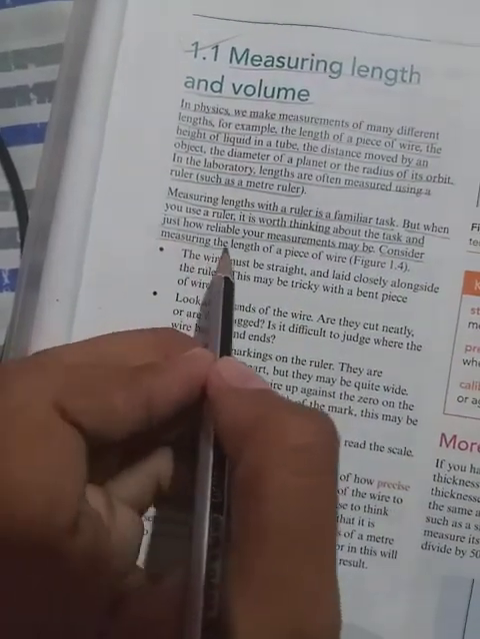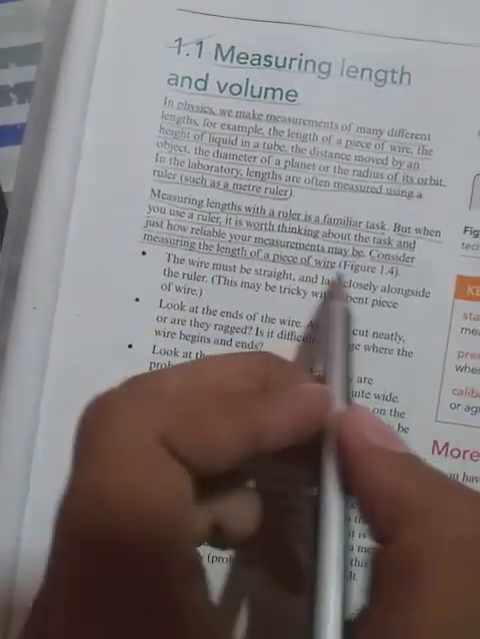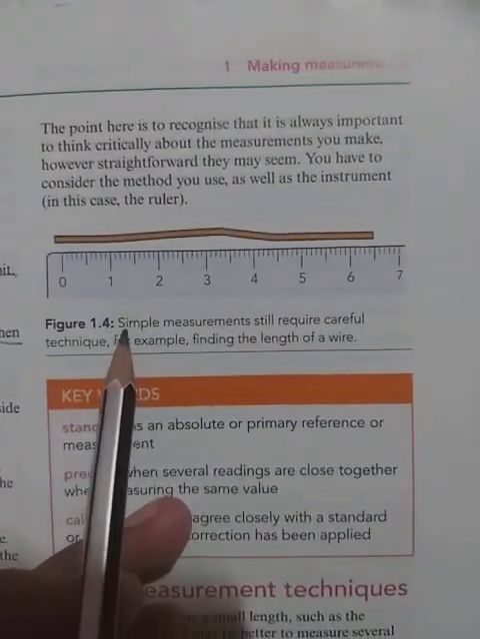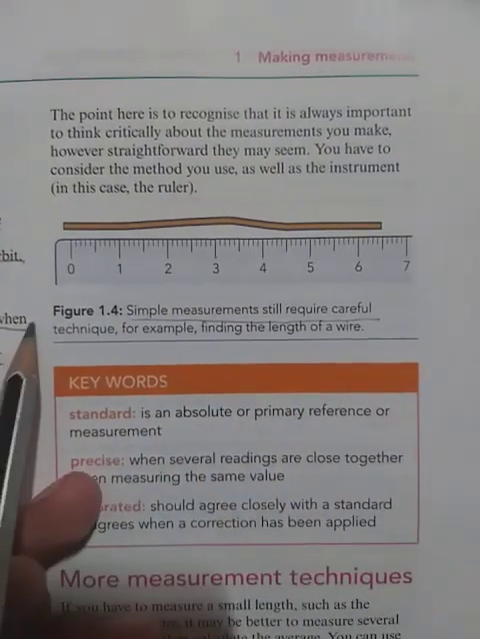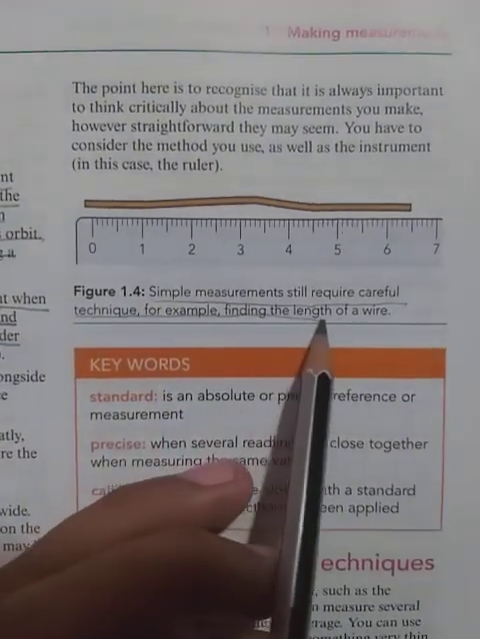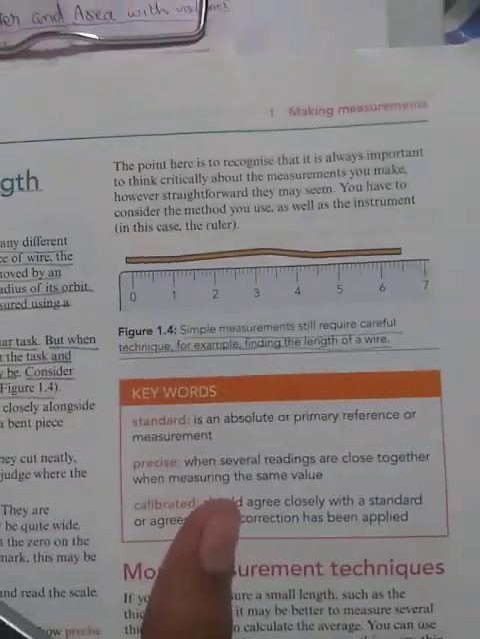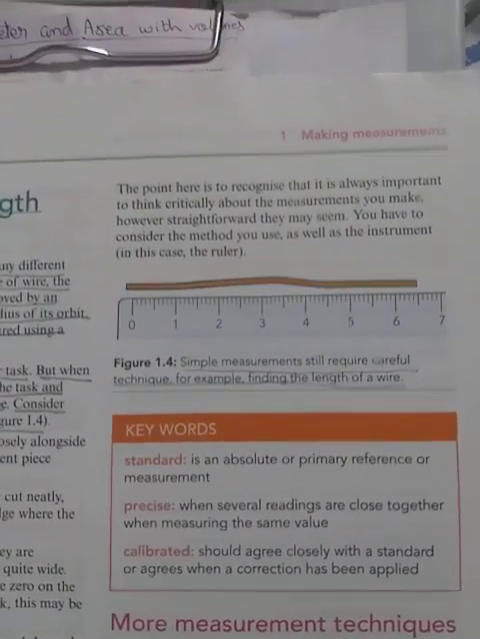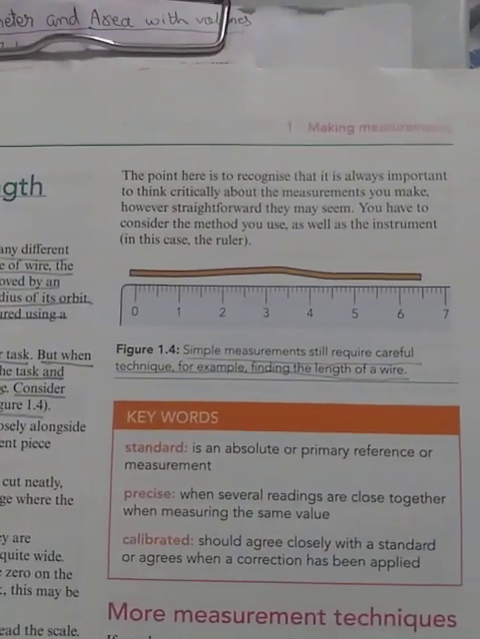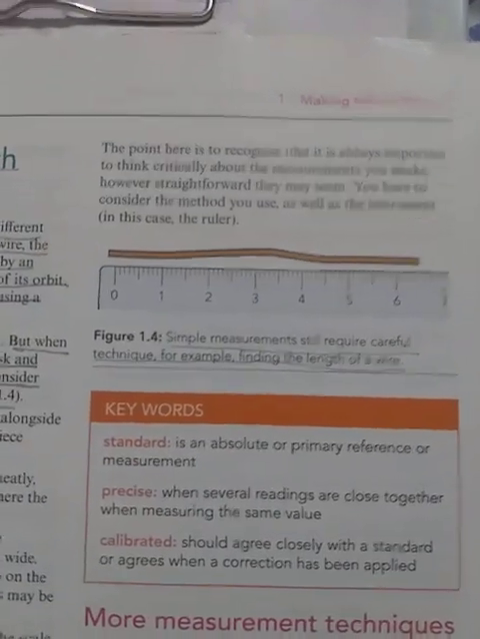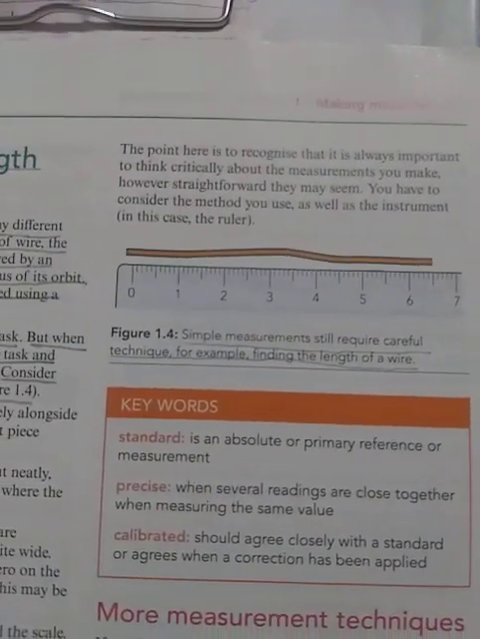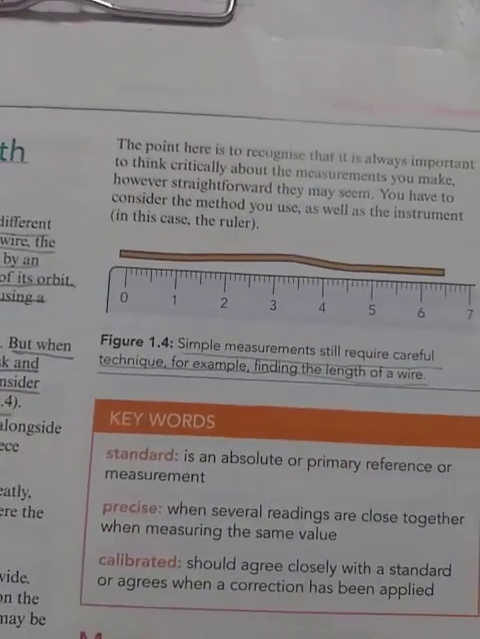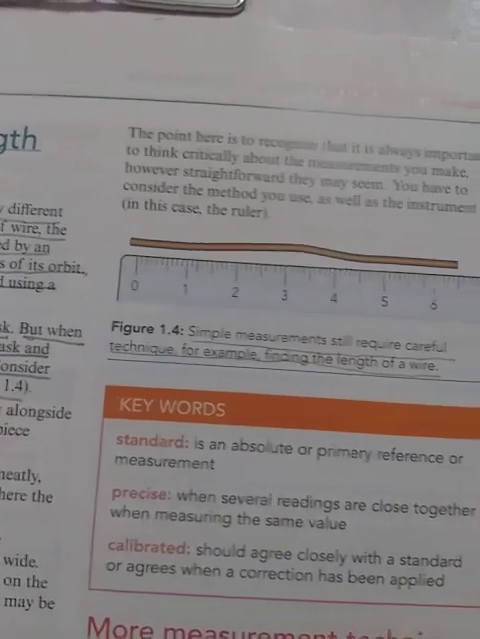Consider measuring the length of a piece of wire. Figure 1.4. Measurements still require careful technique, for example, finding the length of a wire. Here the wire is quite bent. So without using a ruler, is there some way we can find its length? Think about it. Pause and think about it. So yes, there is a way.